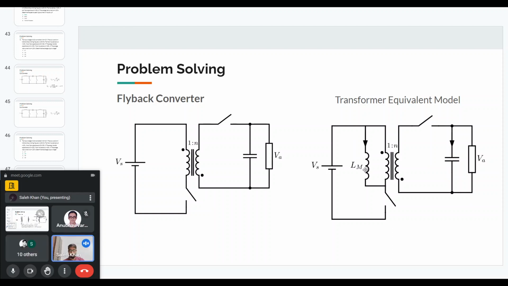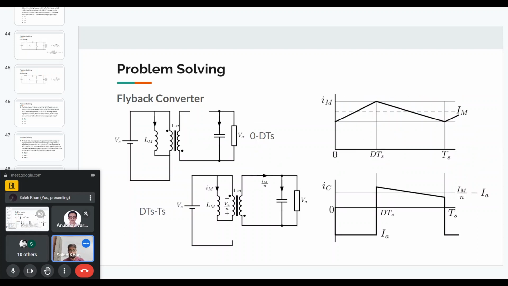So let us see. This will also have two intervals. From 0 to DTs, since the main switch will be on, we will get the input voltage across the magnetizing inductance. So the magnetizing current will rise. I'm assuming it's a CCM condition, so it will rise from some value and reach a peak value.